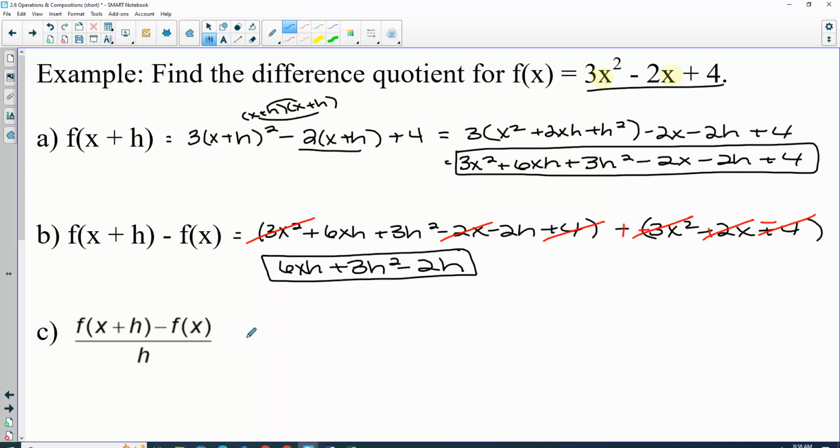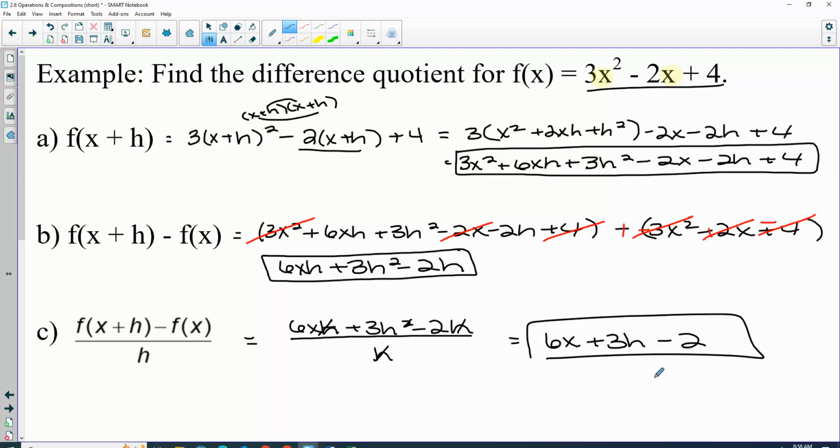Then the final thing is the answer we just got, and we have to divide by h. So I have to take an h out of every single term. Take one out here, one here, one here, and one here. So we get 6x plus 3h minus 2 for our final answer.